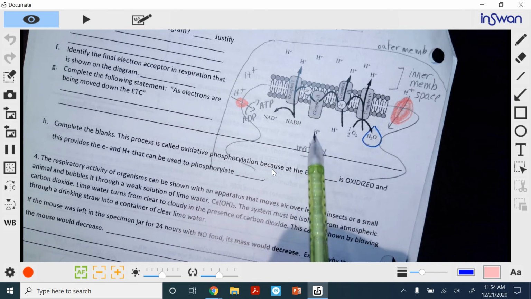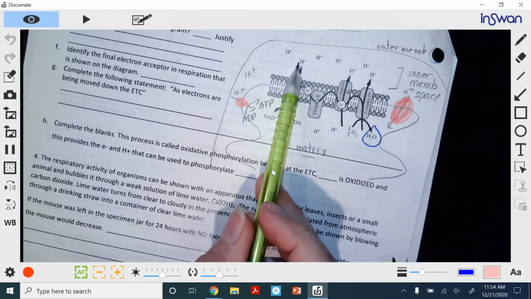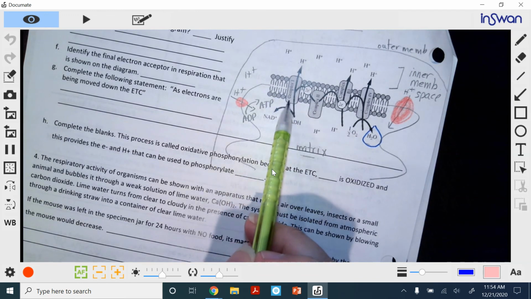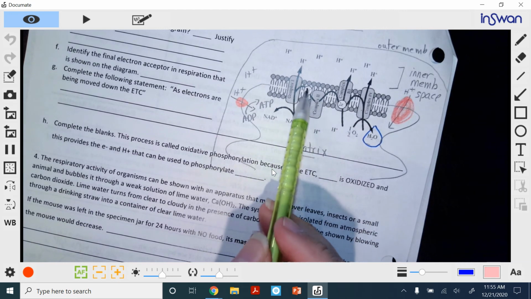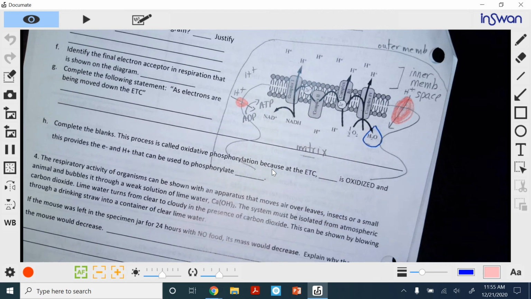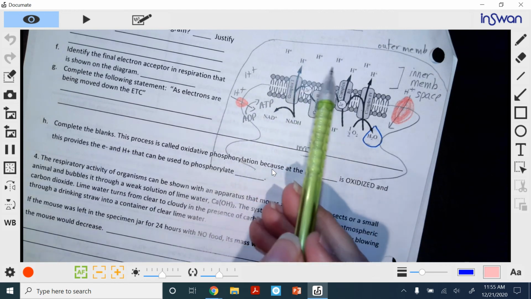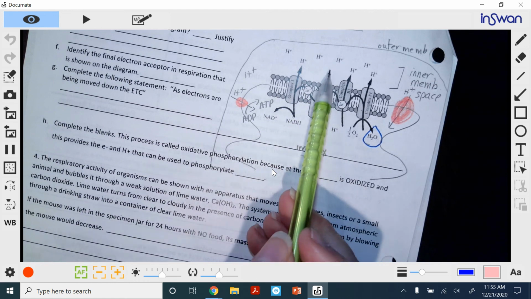Okay, and remember, to move anything from low to high concentrations, that takes some energy. In this case, the energy comes from the movement of the electrons. So when the electrons move, that provides energy to pull those protons across the membrane and concentrate them, move them from an area of low concentration to an area of high concentration.